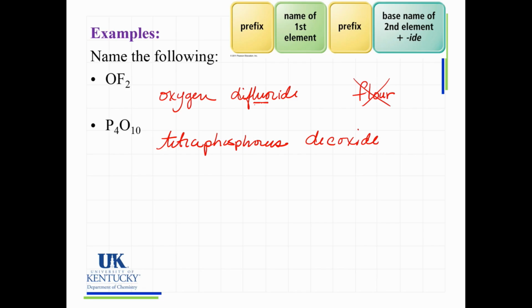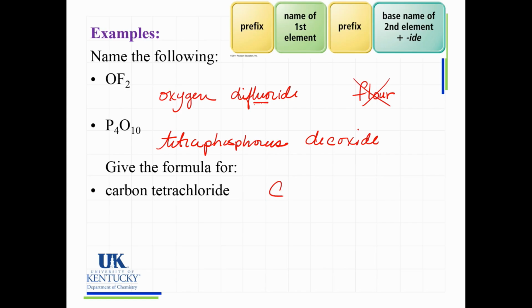Tetraphosphorus decoxide. All right, now we're going to give the formula if we're given the name. It's super easy to do this. Carbon, they're not giving me a prefix, so I know it's 1. And tetrachloride, I have 4 chlorines. Easy enough. Now you try the next one.